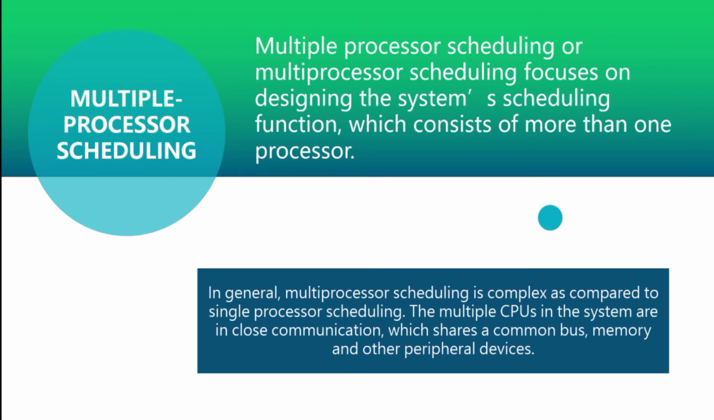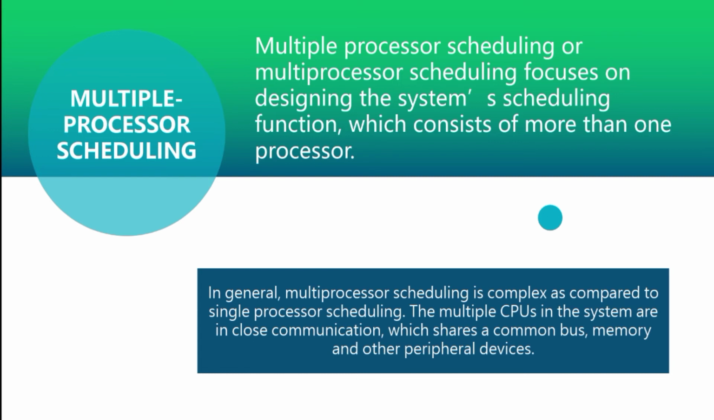So the multiple processor scheduling, or multi-processor scheduling, focuses on designing the system scheduling function, which consists of one or more than one processor. It is different from a single processor system, since the single processor system can do one process at once, but in multiple processor scheduling, we can use more than one processor. So in general, multi-processor scheduling is complex as compared to single processor scheduling.